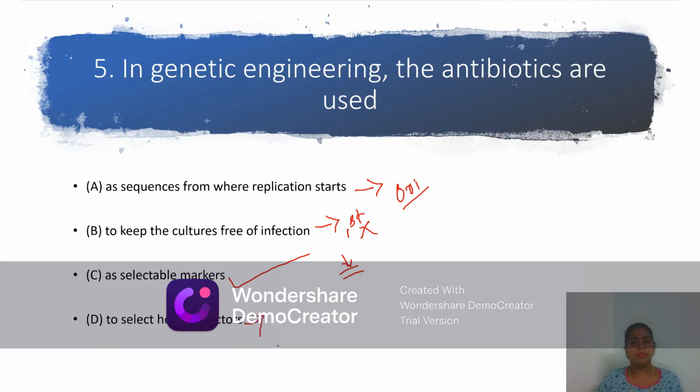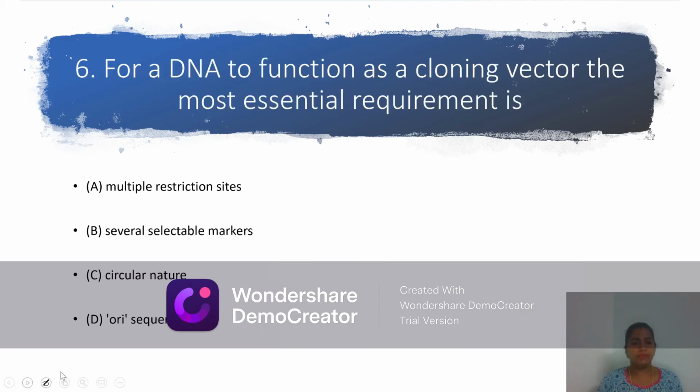Nothing. Fine. Next one. For a DNA to function as a cloning vector, what is the most essential requirement? Understand? So think that you have a double-stranded DNA. You want to use this as a cloning vector. So what is the essential requirement you have?